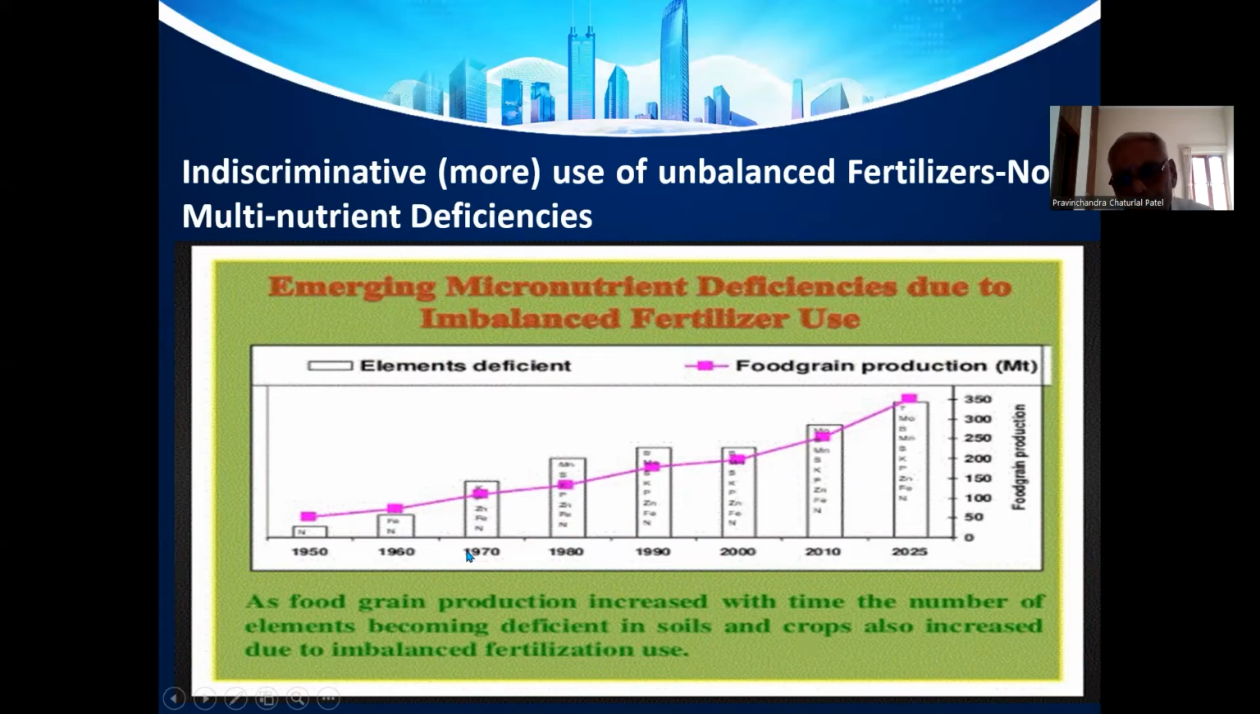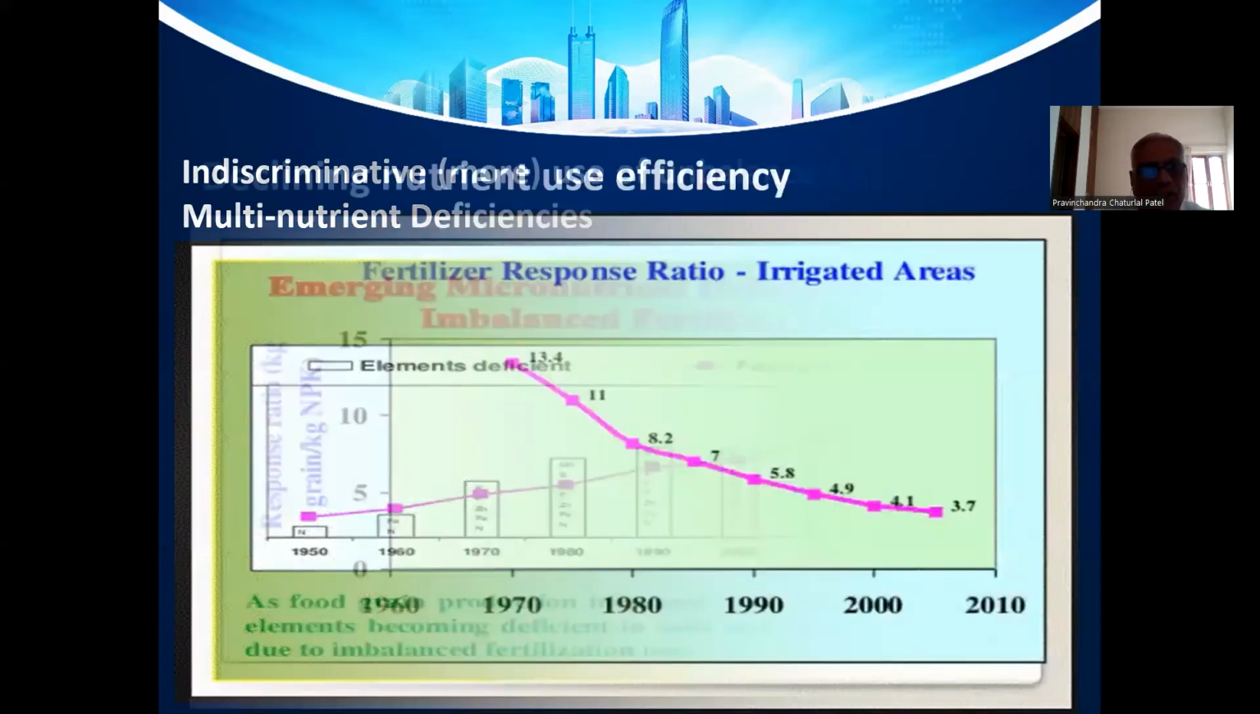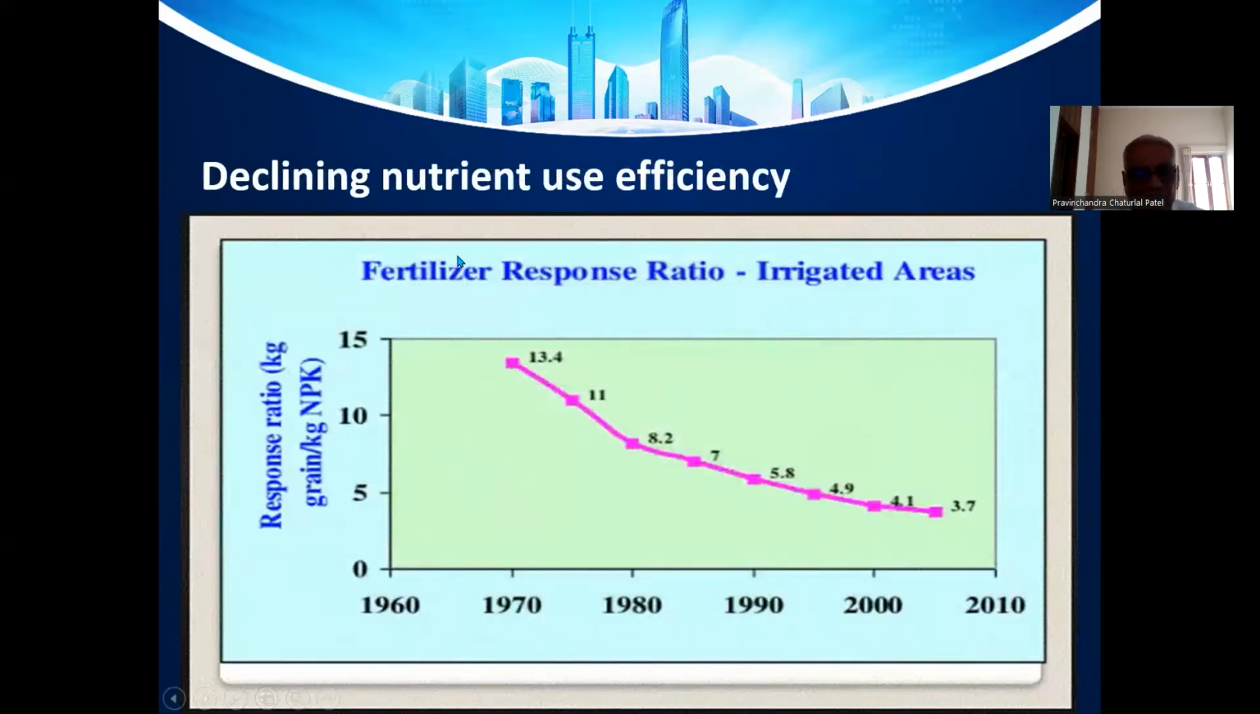So obviously, higher uptake of the nutrients, and thereby there will be depletion of the nutrients, and we observe multi-nutrient deficiency in soil, and the crop productivity of the soil has declined. So here you can see the declining nutrient use efficiency. In 1970, we were getting a response ratio of 13.4, but in 2000 to 2005, it declined to 3.7.